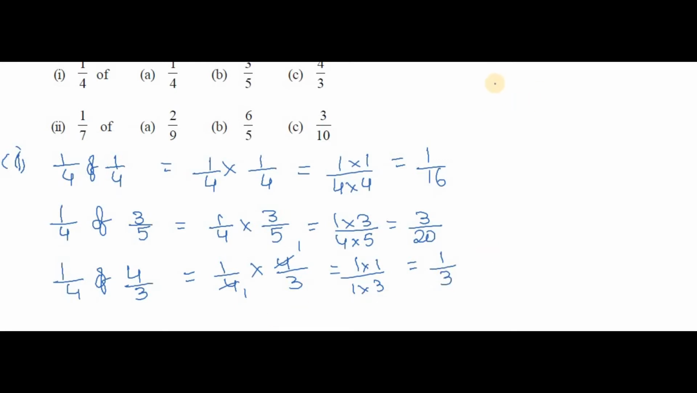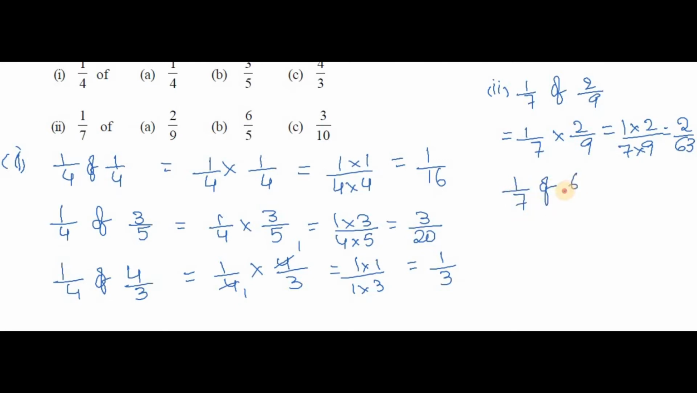Now I'll solve the second one. 1 by 7 of 2 by 9, 1 by 7 into 2 by 9, so nothing to cancel here. 1 into 2 by 7 into 9. Now multiply the numerators, 2 by 63. In the same way, 1 by 7 of 6 by 5, 1 by 7 into 6 by 5, there is nothing to cancel here. 1 into 6 by 7 into 5, 1 6s are 6, 7 5s are 35.